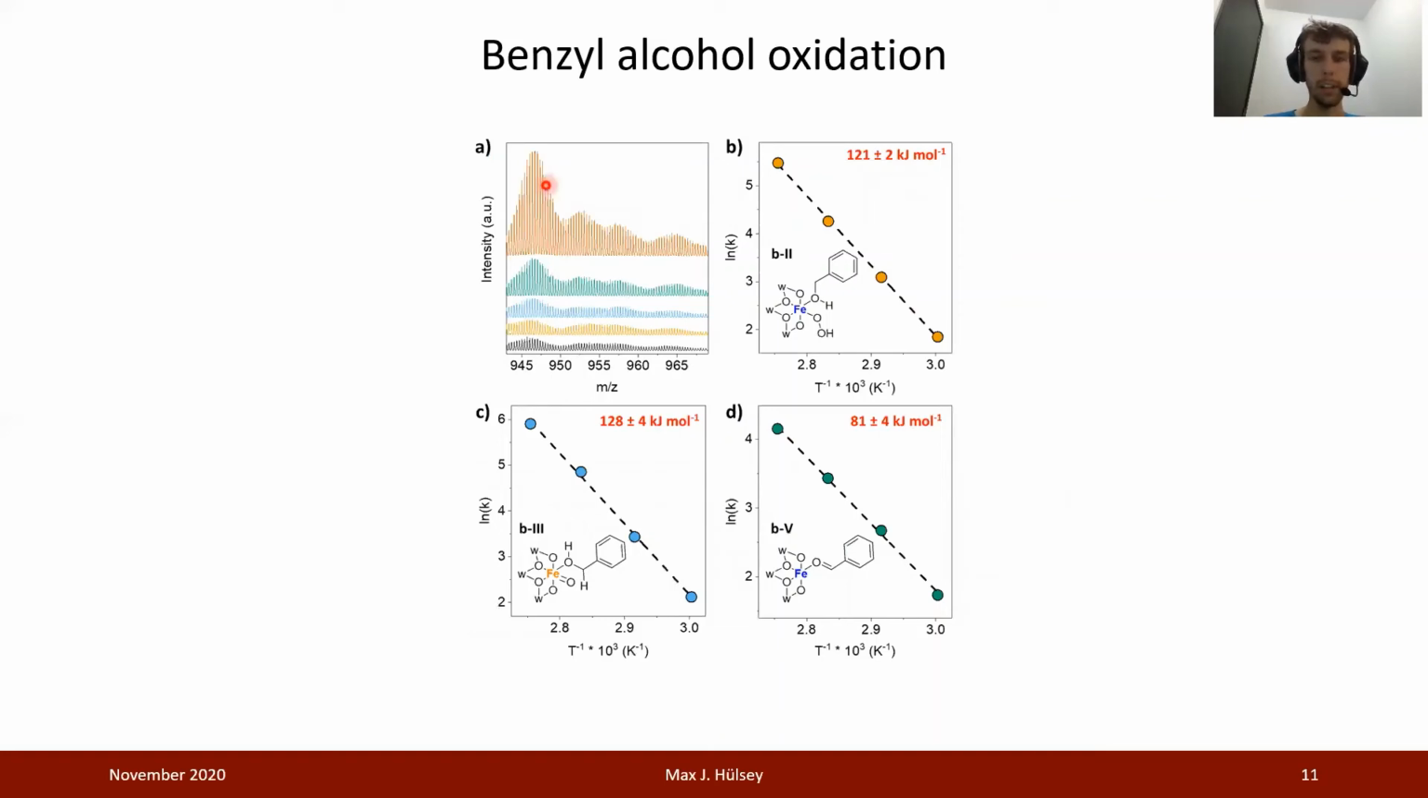We can run the benzyl alcohol oxidation at different temperatures, and when we draw samples at those temperatures and within half a minute we can do the analysis, then we can actually get the temperature-dependent concentration of each of those intermediates, which then allows us to plot Arrhenius plots for each of those intermediates individually. This allows us to get the reaction barriers for each of those intermediates. For example, we found that the reaction barrier is 121 kilojoule per mole for the reaction after the iron hydroperoxo intermediate.